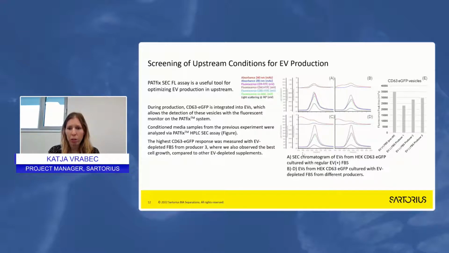So you can see the size exclusion chromatogram of EVs from HEK culture with regular FBS labeled A, and on B, C, and D, you can see EVs from HEK culture with EV depleted FBSs from different producers. The highest CD63 EGFP response was measured with EVs from EV depleted FBS from producer 3, where we also observed the best cell growth compared to other EV depleted supplements.